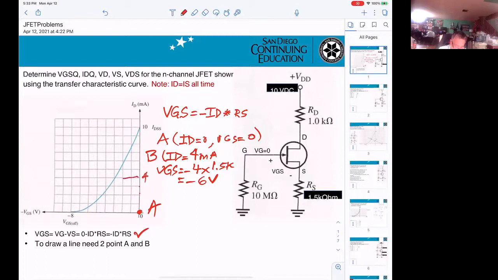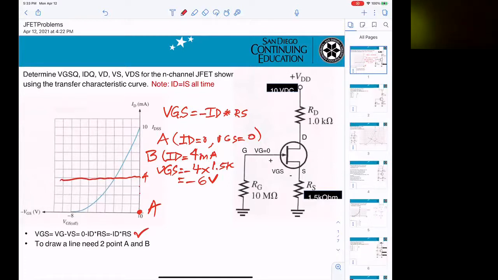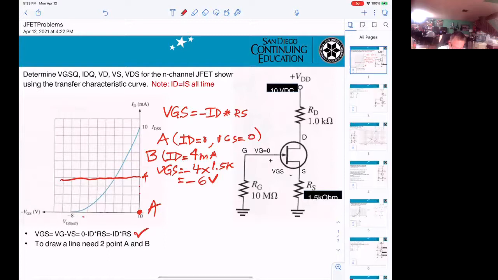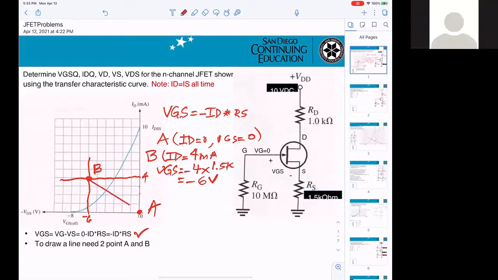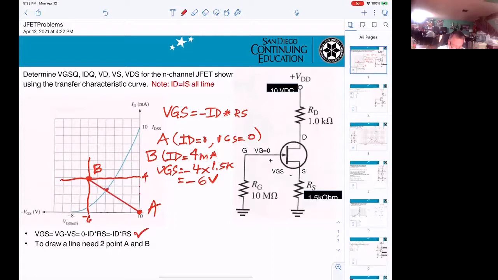Then you can get a line from the 4 milliamp. VGS equals minus 6, minus 1, 2, 3, 4, 5, 6. And you get a line. This is point B right here. And then you draw the line from A to B. This is the Q point right here.